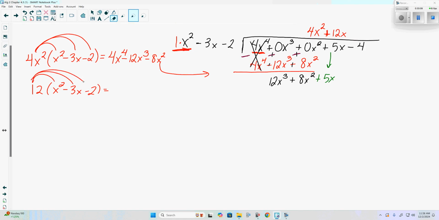Now our 12x times x squared is going to be 12x cubed. It's going to match up just like we want. 12x times negative 3x is going to be negative 36x squared. And lastly, 12x times negative 2 is negative 24x. And again, put it underneath. 12x cubed minus 36x squared minus 24x.